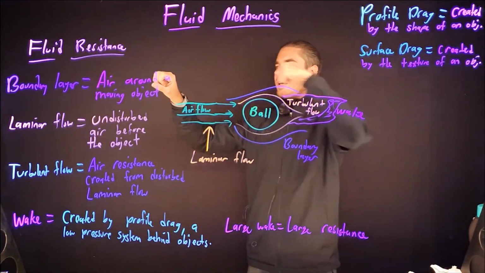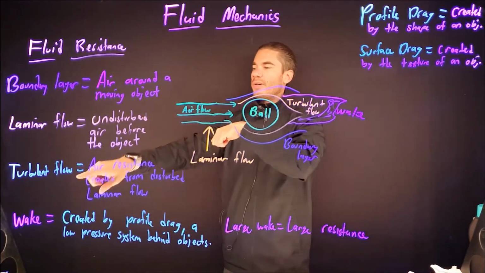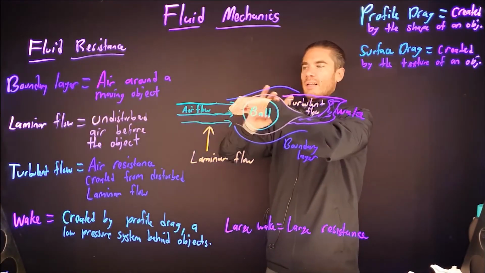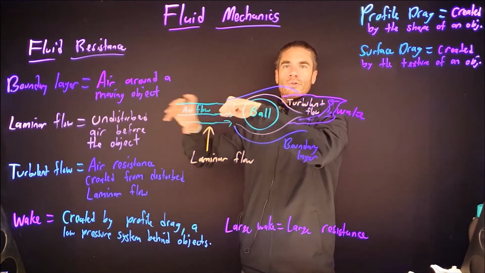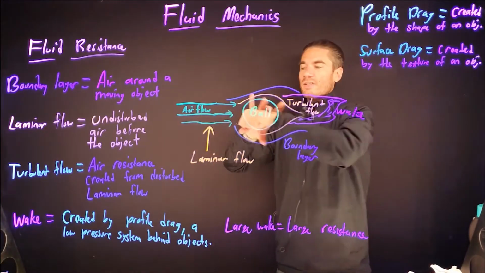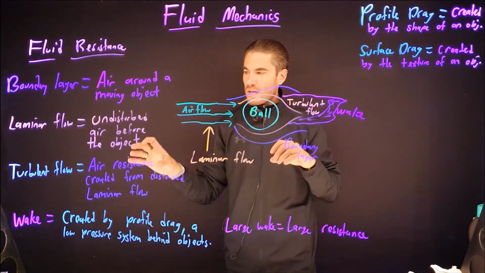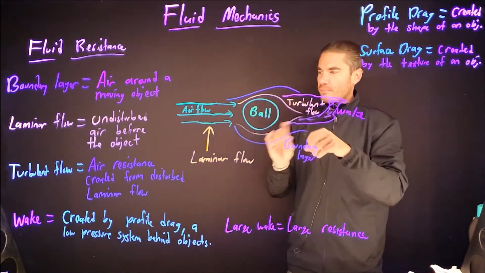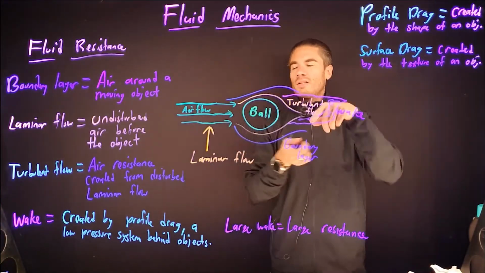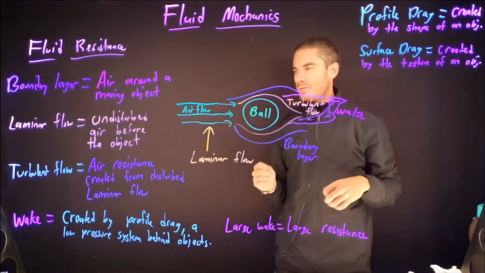As the ball hits the laminar flow, okay, it will start to create a turbulent layer, the turbulent flow, which goes around the object. So turbulent layer or turbulent flow is the air resistance created from disturbed laminar flow. All right. So now we're creating this turbulence. Oh, by the way, the whole outside of the thing is called the boundary layer, so that's just the air around it. So think of it like a capsule, right?